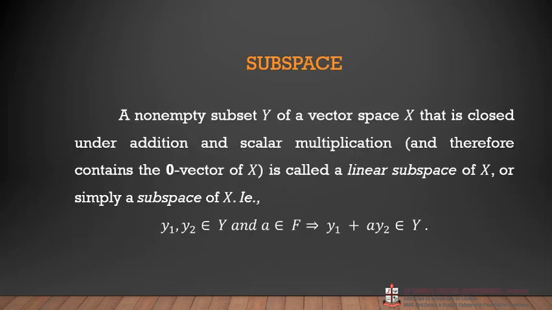Now what is meant by subspace of a linear space? It is a subset of that linear space, and that itself should be a linear space with the same operations of vector addition and scalar multiplication, and the zero vector of X should be in Y. So a non-empty subset Y of a vector space X that is closed under addition and scalar multiplication is called linear subspace of X, or simply a subspace of X. That means if y1 and y2 are in capital Y and a is a scalar, y1 plus a y2 should be in capital Y for every y1 and y2 in Y and for every element of F.